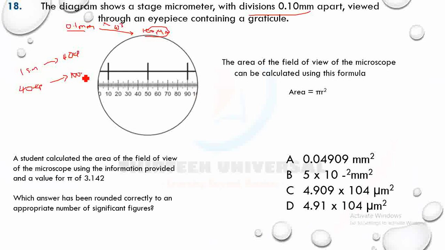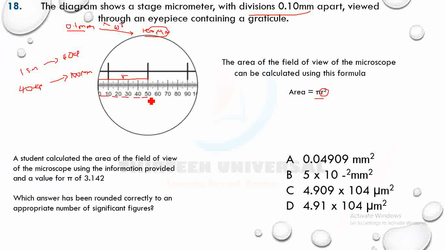So we're not much interested in calibration here. They said we should calculate area. But to calculate area, you need to find the radius. The radius of this graph is from the circumference to the center. So the radius represents how many eyepiece graticle? 50. You can see from here to here is 10, 20, 30, 40, 50.